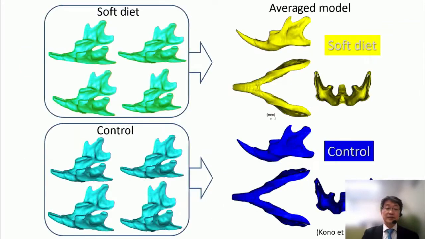So now we can generate the average model of the control and the experimental animals. In this case, we had 5 soft diet and 5 control animals, and we can have the averaged soft diet experimental model and the averaged control model. So that we can compare these 3-dimensional models.